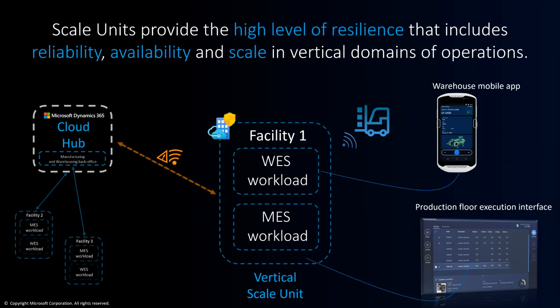would be getting queued up on those scale units and then either synchronously or asynchronously, depending on connectivity, would be synchronizing those transaction updates over to that main hub. And you can see here, you could have multiple facilities, a mix and match of these different workloads available on these scale units.